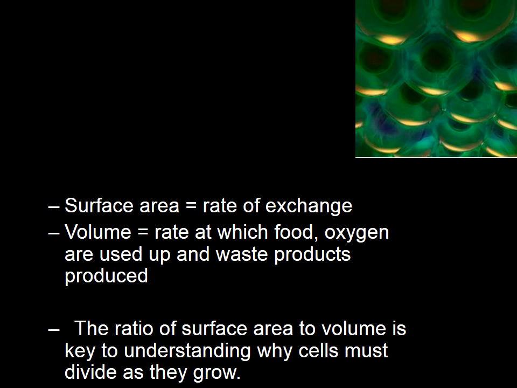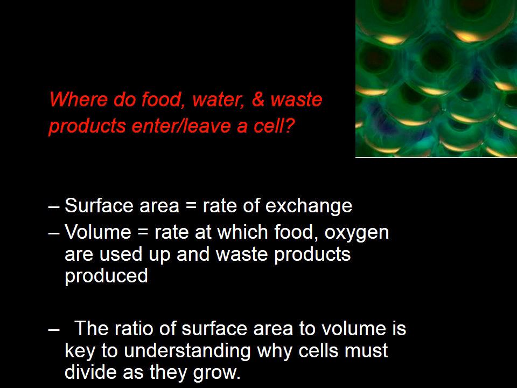So when we're looking at cells, where do food, water, and waste products enter or leave a cell? That's right, the cell membrane. And one of the key things we need to look at with the cell membrane and inside the cell is the surface area to volume ratio. Now the surface area would be the membrane because that's all around the outside of it, and how fast things can go in and out of the cell.